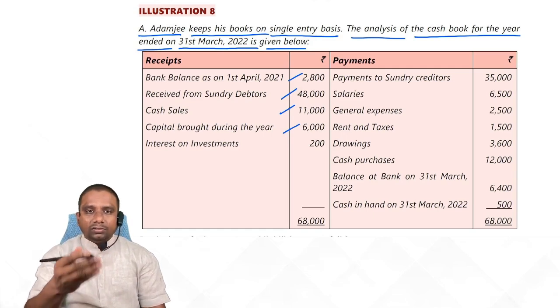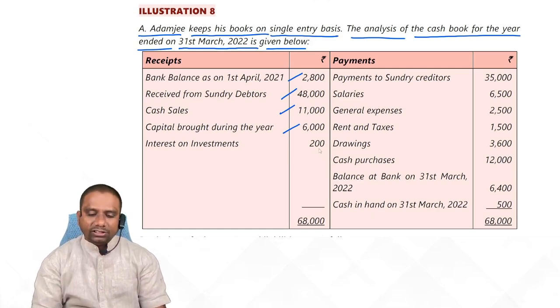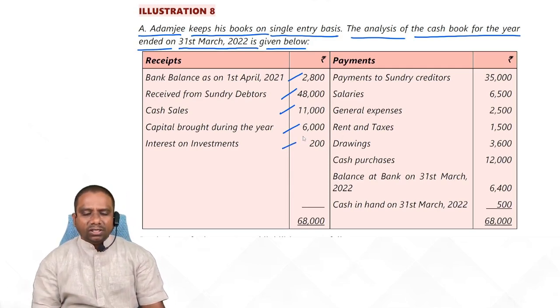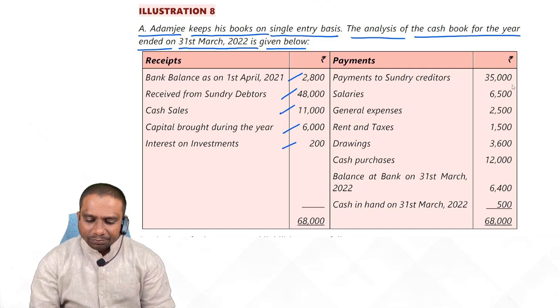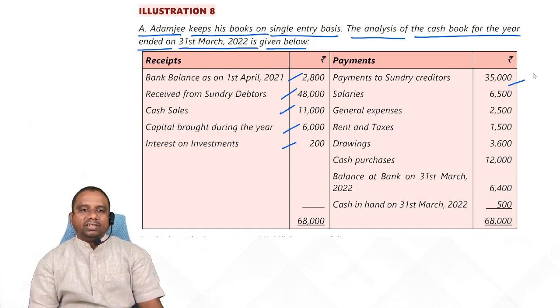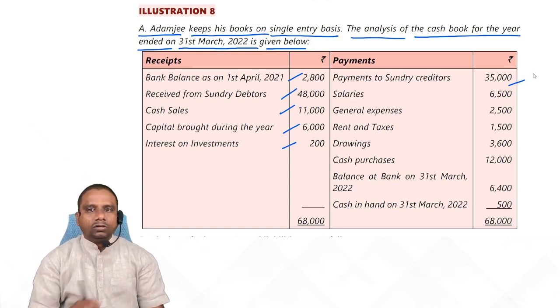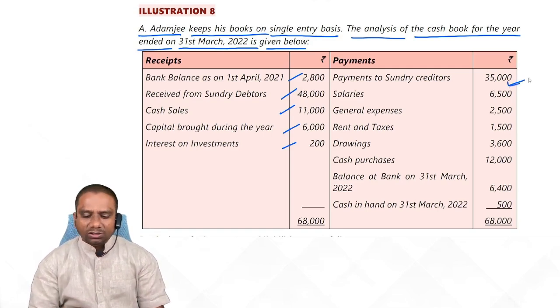Write down capital. From that to that, add 6,000 rupees. Next one, interest on investment. P&L account, credit, because it is income. Next, payment to sundry creditors. Open sundry creditors account, debit side, to cash or bank, 35,000. Simple.